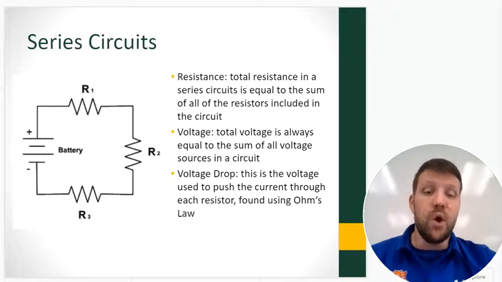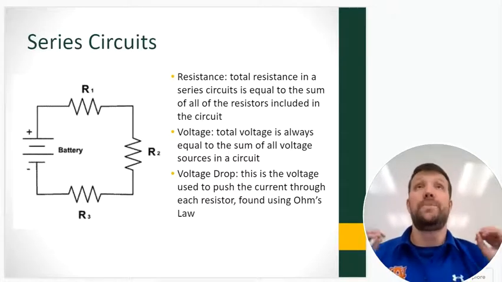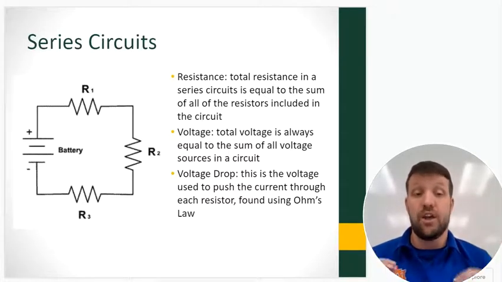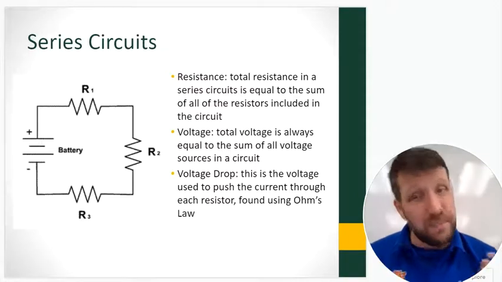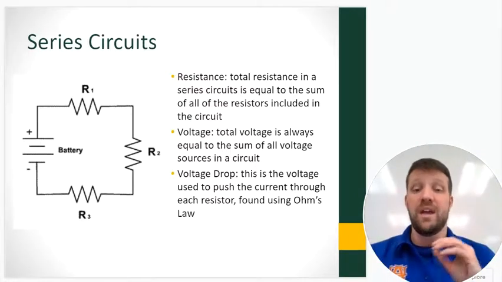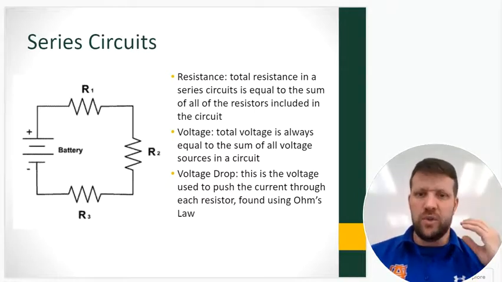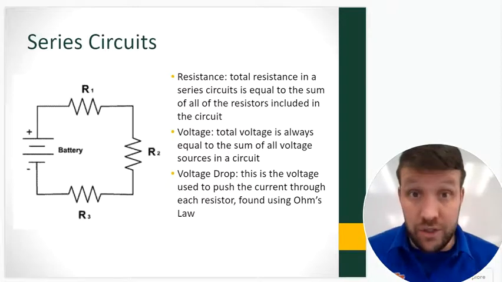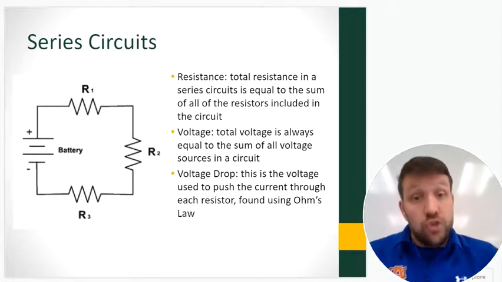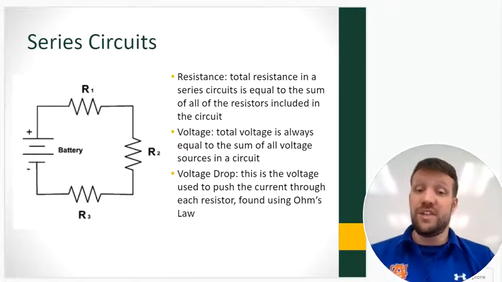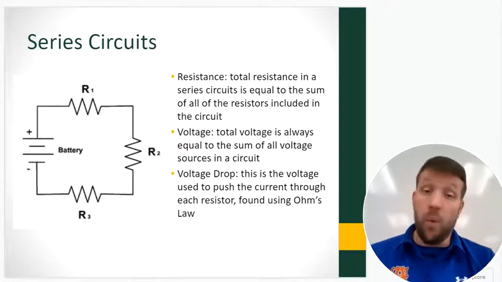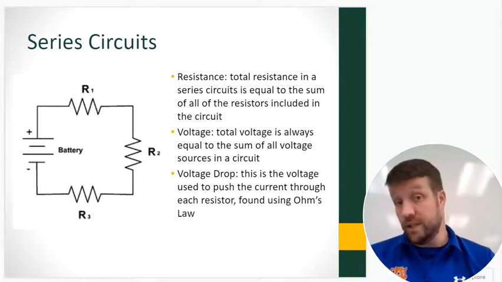Now the voltage drop is what pushes the current through a resistor. And this is probably the toughest part of this, okay? So the voltage drop is what pushes the current. Well, when you have a resistor, it's resisting the current. So it's going to be harder to push the current through a resistor than it is for the current to just move through the wire that's set up for it to move through easily.